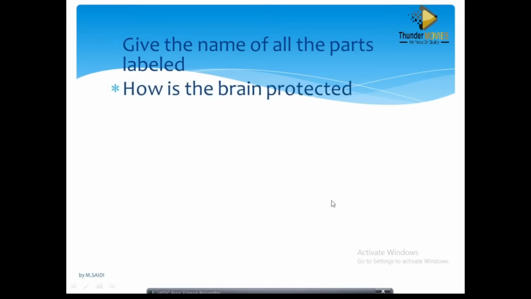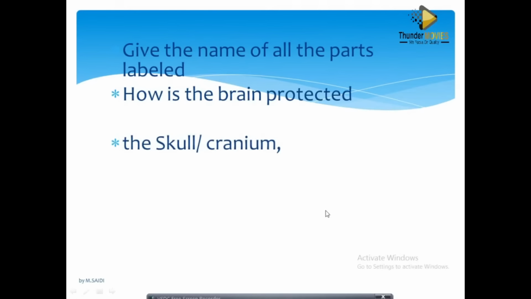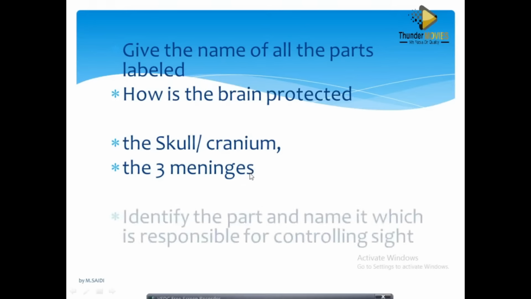How is the brain protected? It is protected by, number one, the skull, or what you call the cranium. Number two, it is also protected by the three main meninges. It is not really needed to be known according to the examination guideline, but if you read other books, you can find them: the dura mater, arachnoid, and the pia mater.